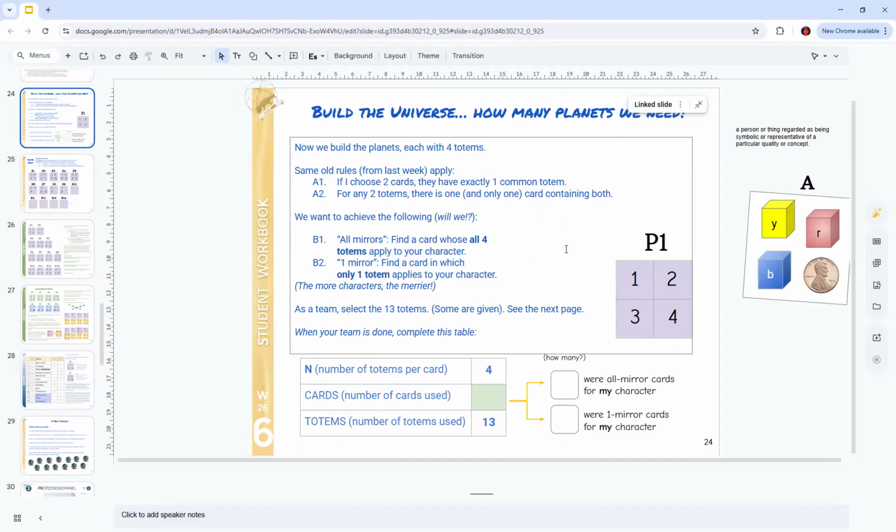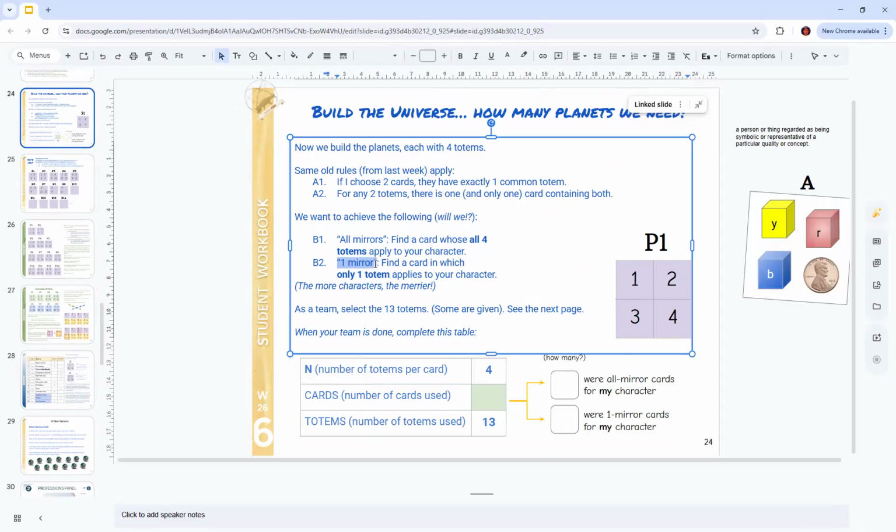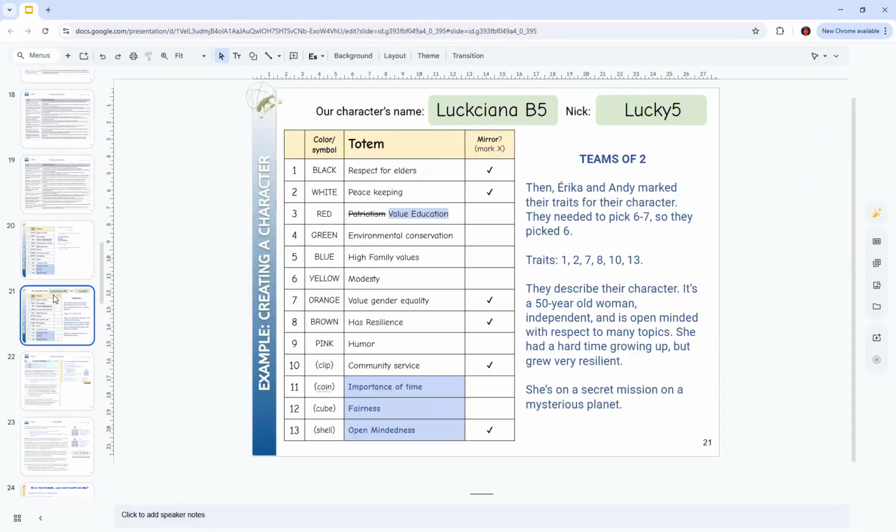So the characters are traveling through the galaxy, finding first planets that have all the traits that they selected. In other words, every trait in the planet is a trait selected by the character. So they're super good, super friendly planets for them. And the mirror: planets that only have 1 totem, where the intersection between the planet and the character is only 1 number.